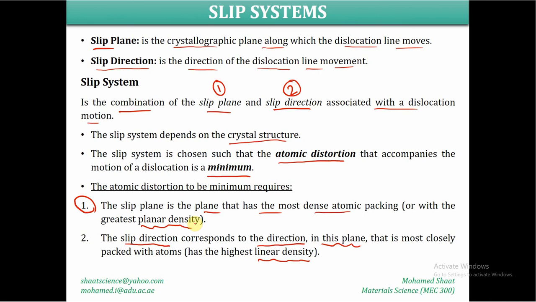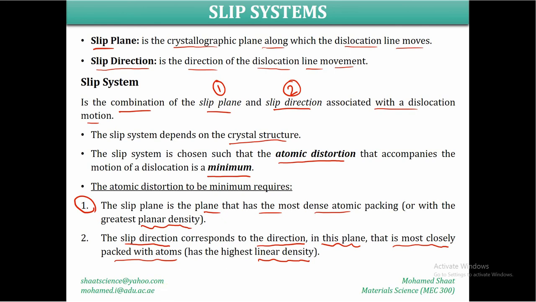So you have to choose the slip plane first. Once you have located the slip plane, which is the one with the largest planar density, this plane has many crystallographic directions. You are going to choose some specific directions, or only one direction. It depends on the plane and the crystal structure what will be considered as the slip direction. So first, there is a condition that it should be a direction within the slip plane that you chose in step 1. Make sense? So the slip direction corresponds to the direction in this plane that is most closely packed with atoms. What does it mean?